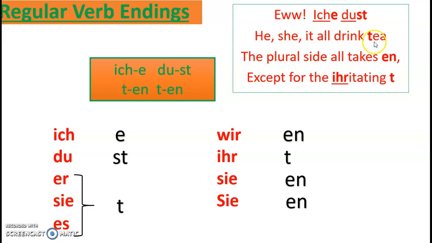So another mnemonic is on the top right there. Ooh, itchy dust, because itchy dust is gross. He, she, and it all drink tea, because er, sie, and es all take a t ending. The plural side all takes en, except for the irritating ihr. So the first part we already went over. He, she, and it all take t. Wir, sie, and Sie formal all take the en except ihr, and it's irritating because it takes a different one, and it's just weird. We don't have y'all in English. Notice that Sie formal can also be singular, but we lump it with the plurals because grammatically it's the same.